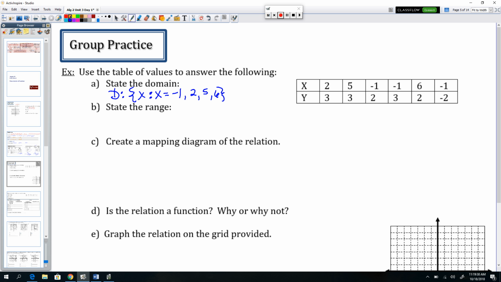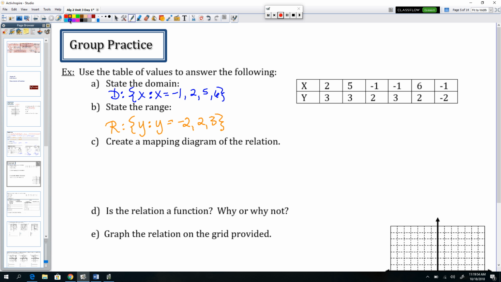The range, on the other hand, capital R, these are y values, so y such that y equals -2, 2, and 3, end curly bracket. That is the set of values in the range of this relation. Only those values are where this exists.